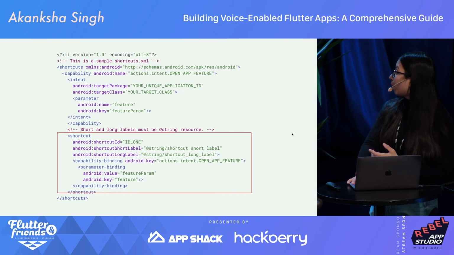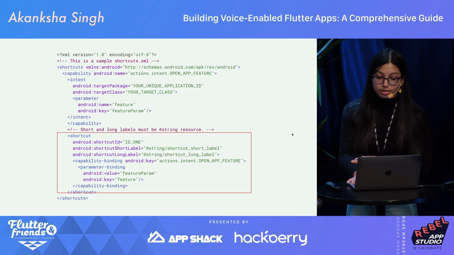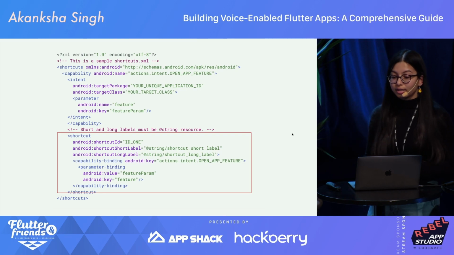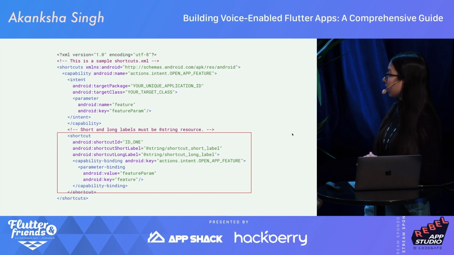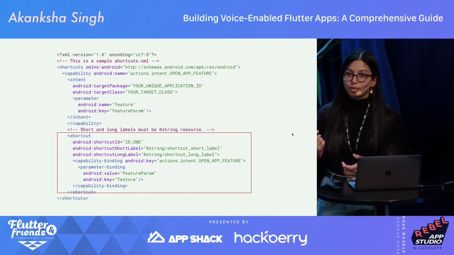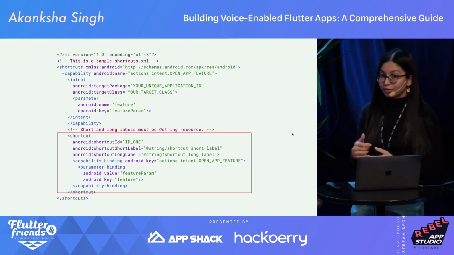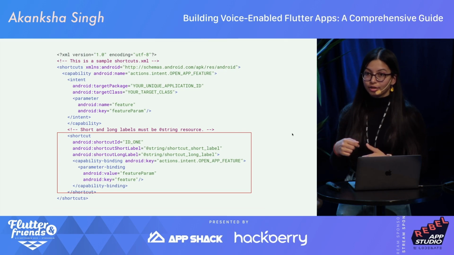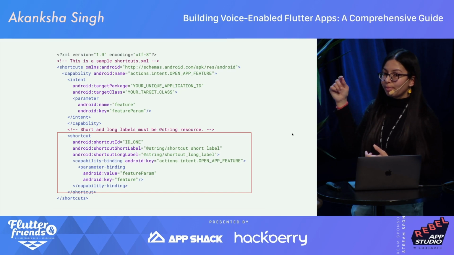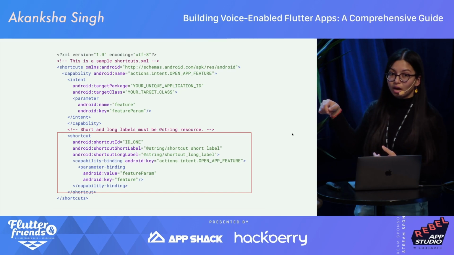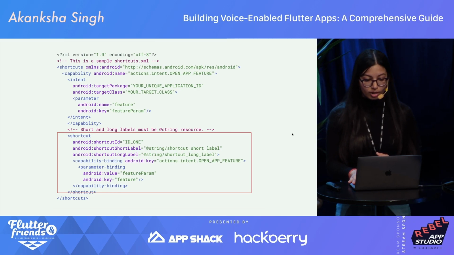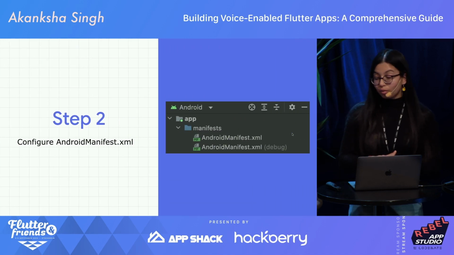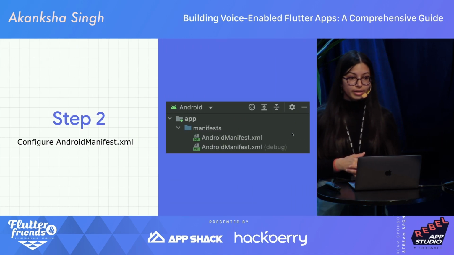The next part which you can see here is to match the query that the user has given. Here we have the capability binding and the parameter binding. If you want to just open YouTube, you can simply have YouTube, but if you want to open history in YouTube, this is where it matches what feature you want to access, or what parameter it is linked to. So that is what the shortcuts.xml would look like.